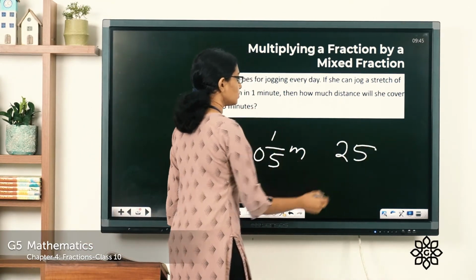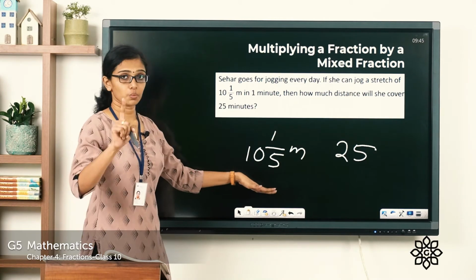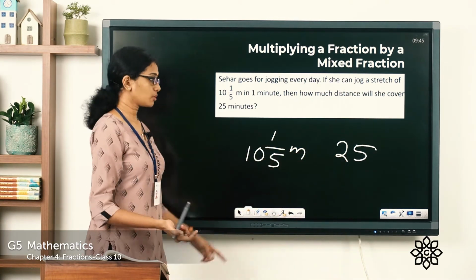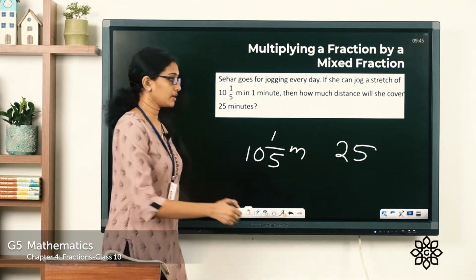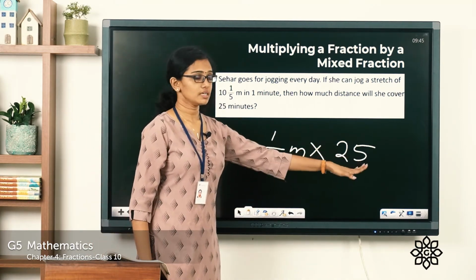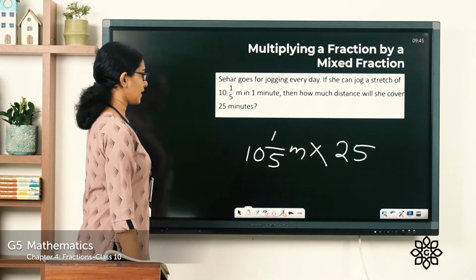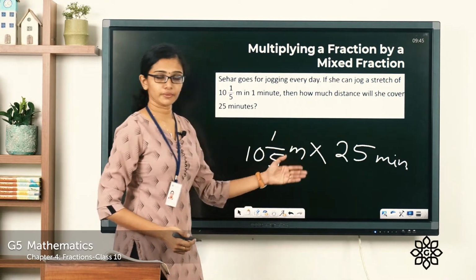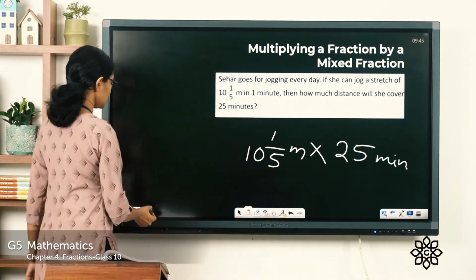So what do you have to do? If this is the distance she travels in 1 minute, how much is the distance she travels in 25 minutes? That would be the distance traveled in 1 minute into the total time, which is equal to 25 minutes. So let's write the proper steps from the data given in the question.